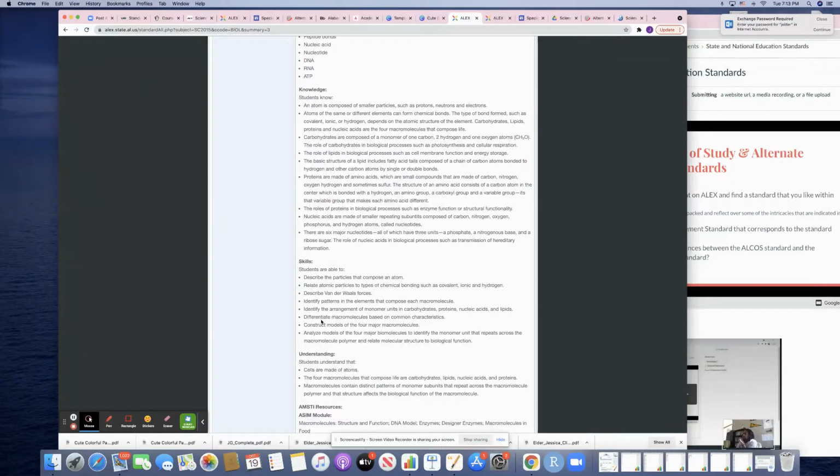So maybe when you're planning or making your lesson plans, you should have them actually doing these things, where they're in some way identifying patterns. So you need to focus on patterns there. You need to show differentiation, how they can differentiate macromolecules. Here, where it's constructing models, maybe that's a project they can do where they're using manipulatives to build something. Analyze the models. That means that they are looking deeper into it.